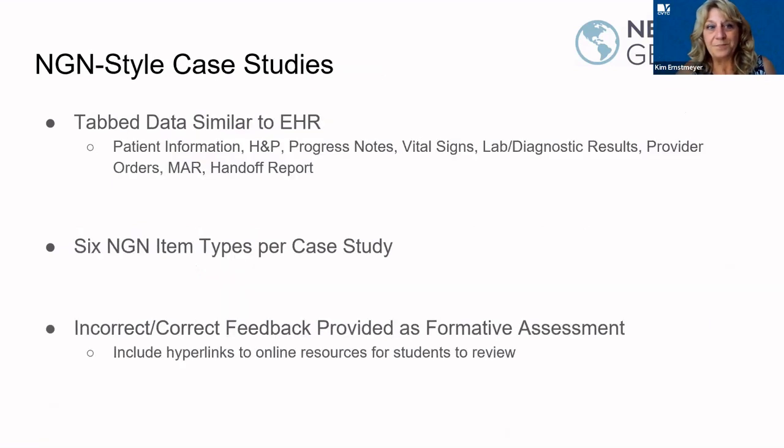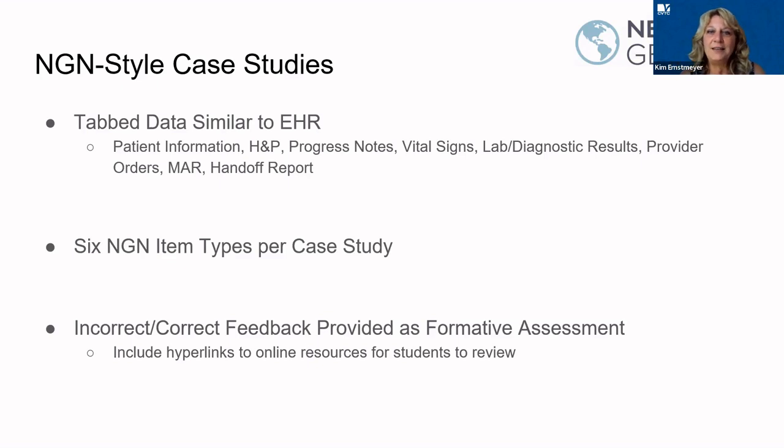I want to share some information about the case study. For those of you involved in nursing, you know that the next generation style questions have tabbed data similar to an electronic medical record, and each tab contains information like patient information, history and physical, progress notes, vital signs, labs, medication administration records, and handoff reports. ADAPT is able to do that in its case notes. In addition to that tab data, there are 6 next generation style item types per case study, and we have those within each ADAPT assignment.